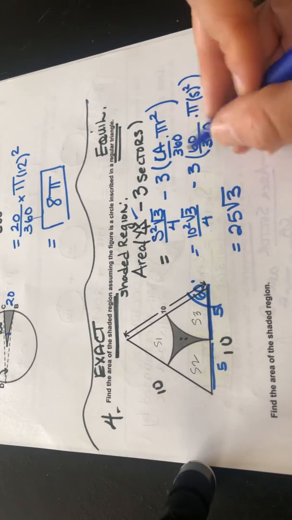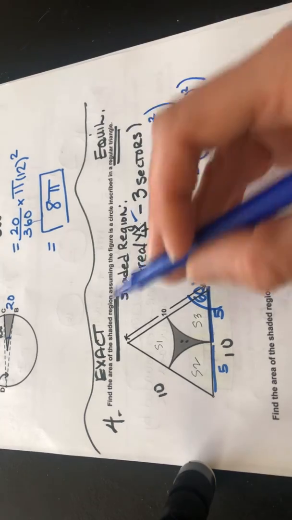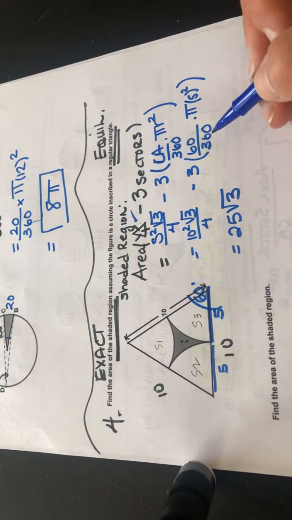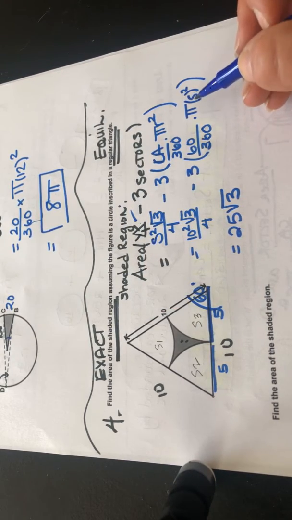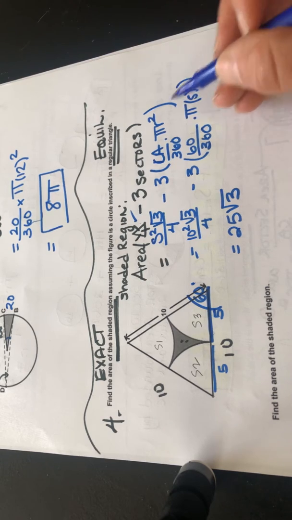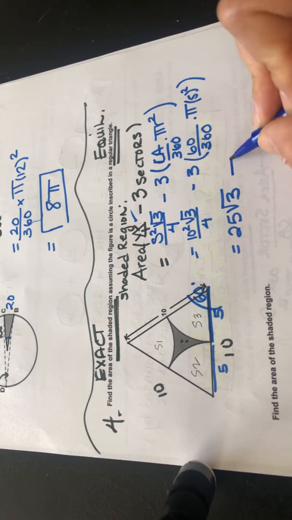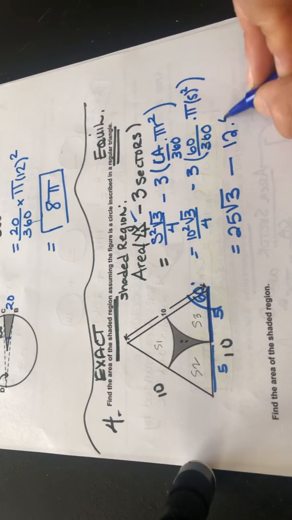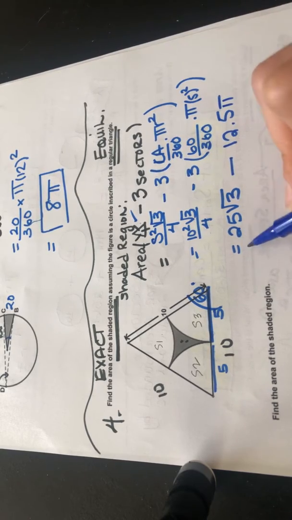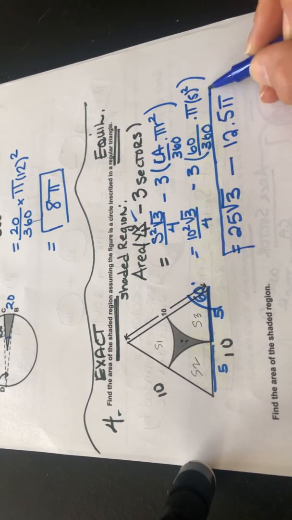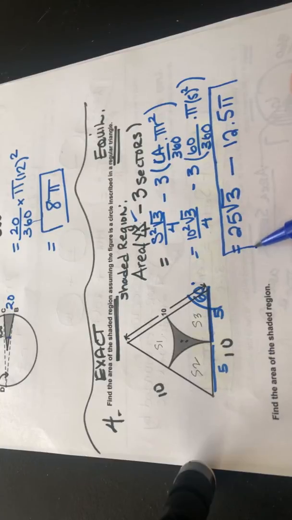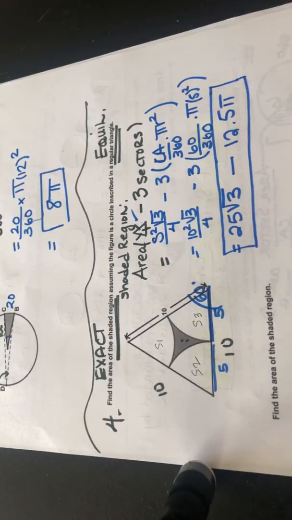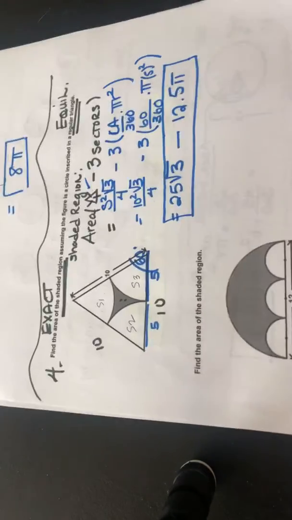When you put all of this in your calculator, since I said the word exact, do 60 over 360 times 25, then times it by 3, and then you trail the pi, and you should get 12.5 pi. So take a minute and try that in your calculator, and that is your answer for number 4. Okay? All right, let's take a look at question number 5.